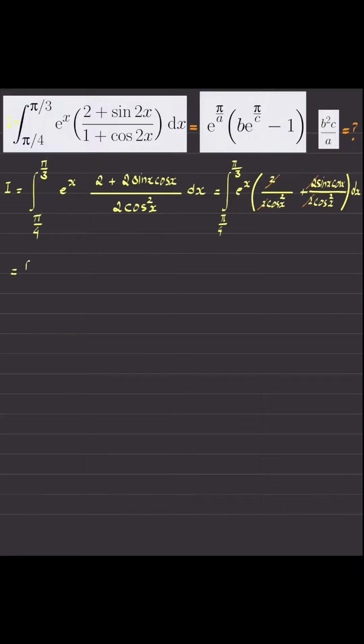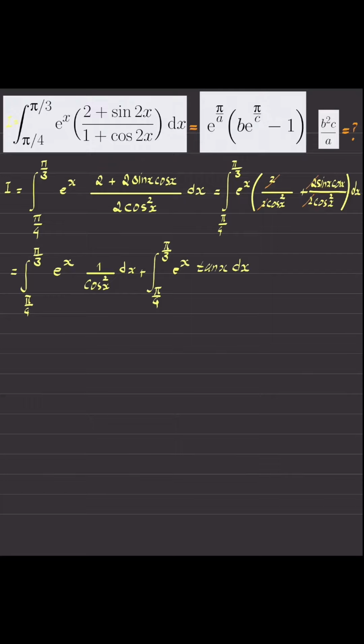So this becomes integral from pi over 4 to pi over 3 e to the power of x times 1 over cosine x squared dx plus integral from pi over 4 to pi over 3 e to the x. But now look what happens. One cosine and one cosine are also cancelled, and I have sine x over cosine x, which can be written as tangent x dx. Okay, now I want to use the method of integration by parts on the first integral, but I will not touch the second one.